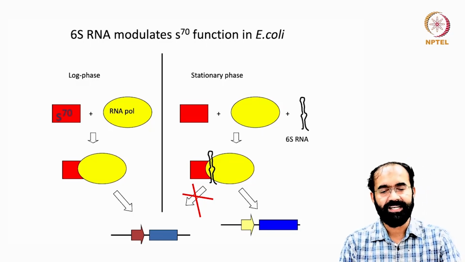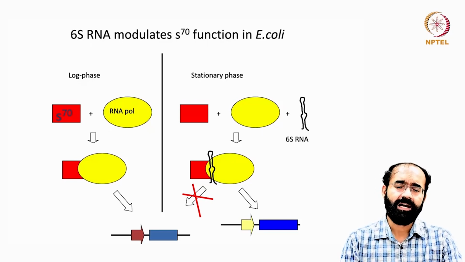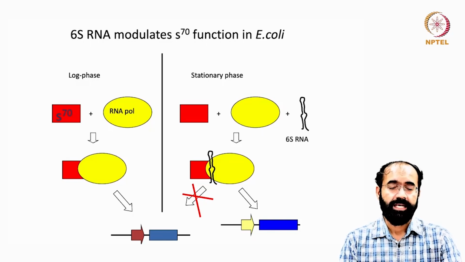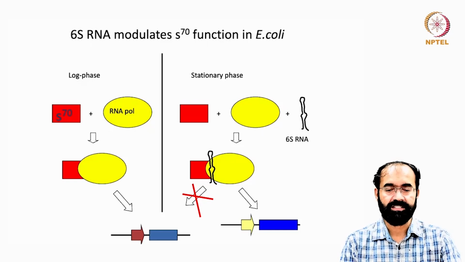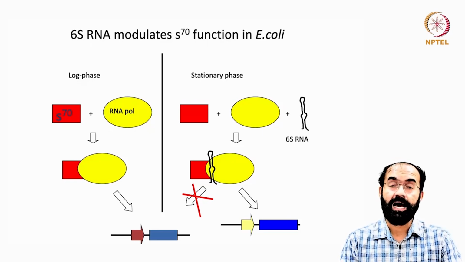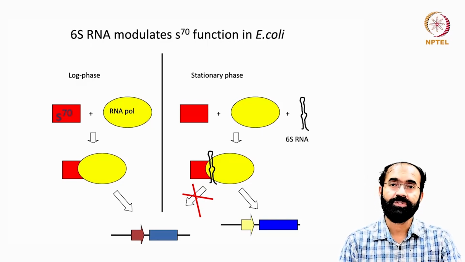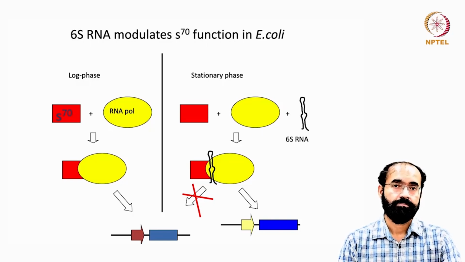Similarly, if sigma 70 and RNA polymerase come together, they will turn on a bunch of genes. If this happens, the medium should have enough nutrition to utilize it. But this 6S RNA, if it is present, will not allow the sigma 70 and RNA polymerase to act on the gene promoter. They will come together, but 6S RNA will act like a bottleneck.